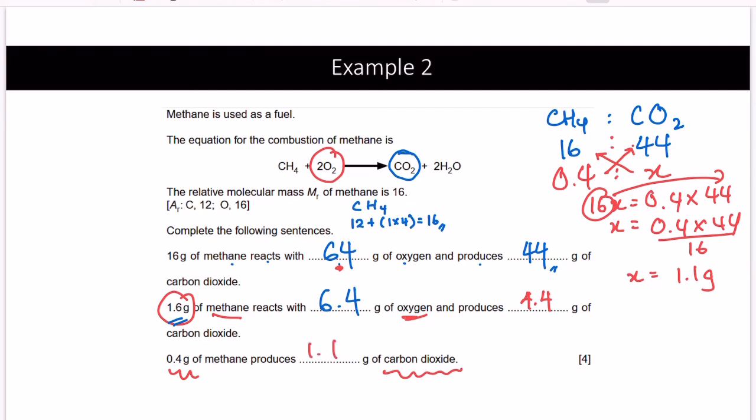Okay, so I hope everyone understood the concept of this topic. You have to obey the steps to success and make sure you know how to calculate the MR as usual. Then you can do your cross multiply very well.